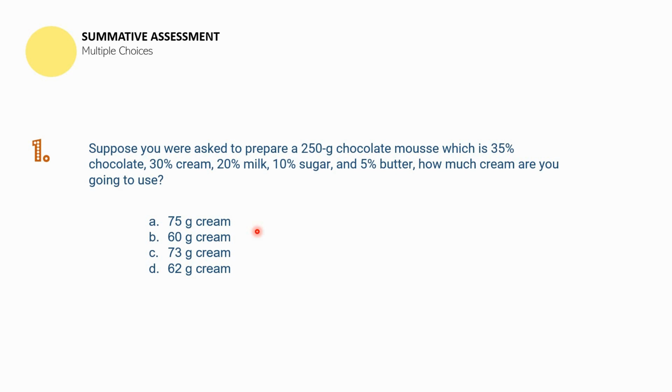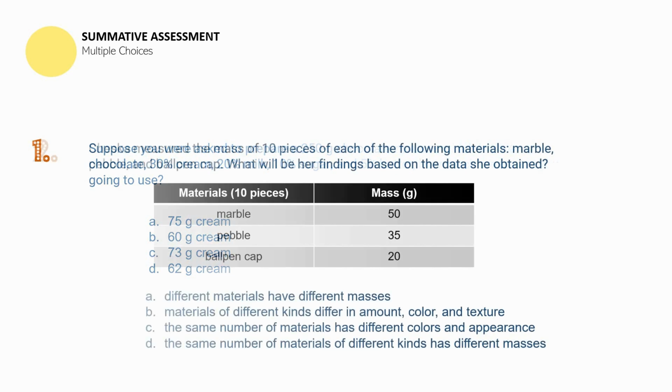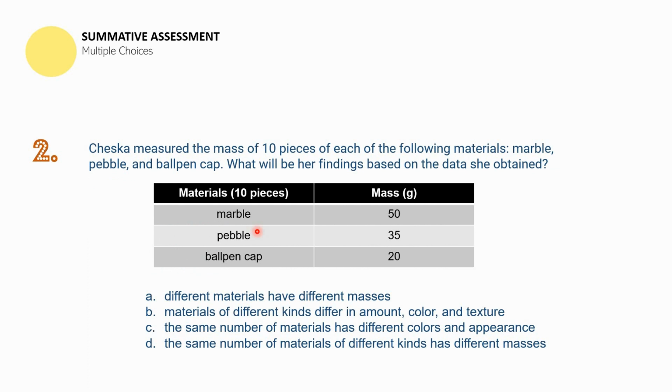Okay, if you have decided to continue, let us proceed with question number 2. Cheska measured the mass of 10 pieces of each of the following materials: marble, pebble, and a ball pen cap. What will be her findings based on the data she obtained? For marble, it's 50 grams, for pebble, it's 35 grams, and for ball pen cap, it is 20 grams.